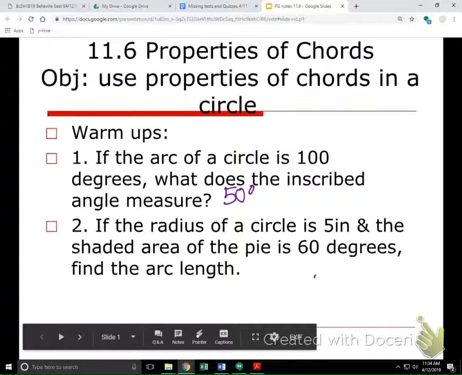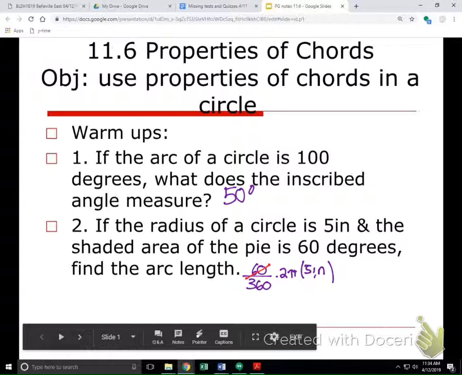So we start with our degrees of our shaded area of the sector, so that's 60. We put it over our total, which is 360. We multiply it by our circumference, 2 pi, and what's my r? 5. Okay, so now you're seeing that might not have been the best.